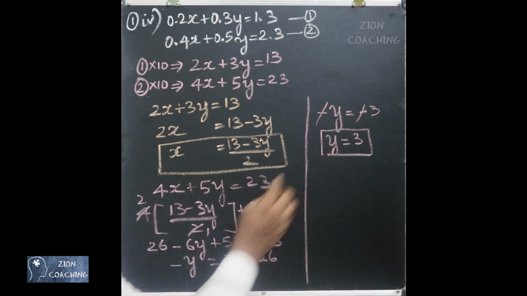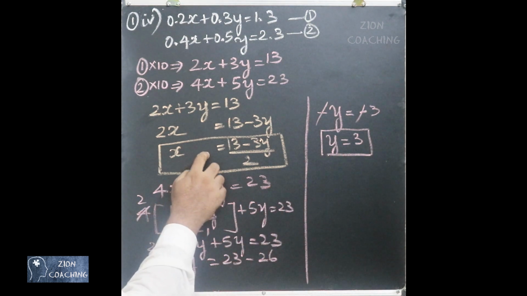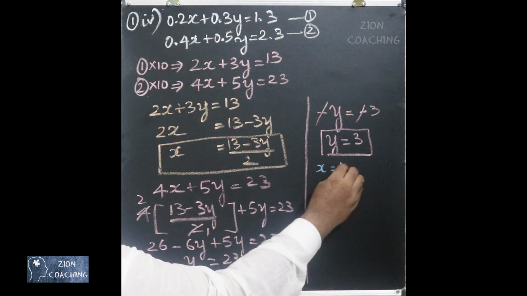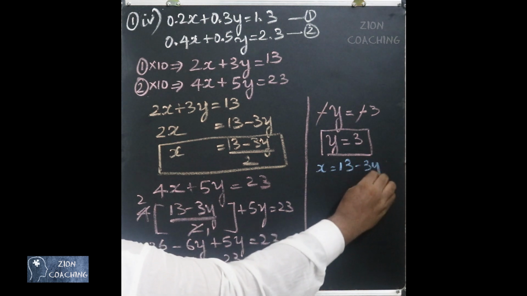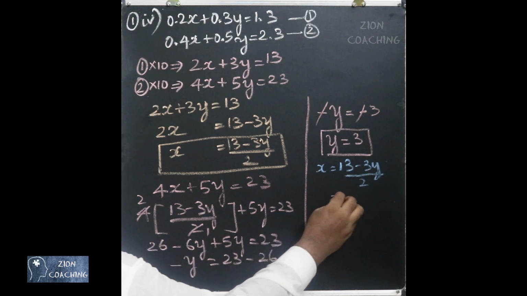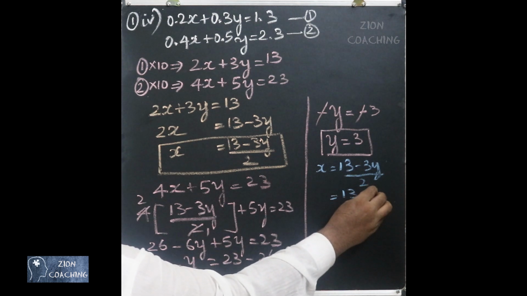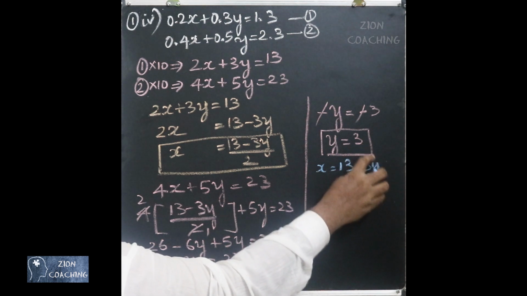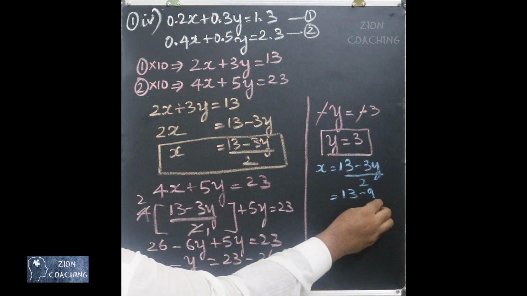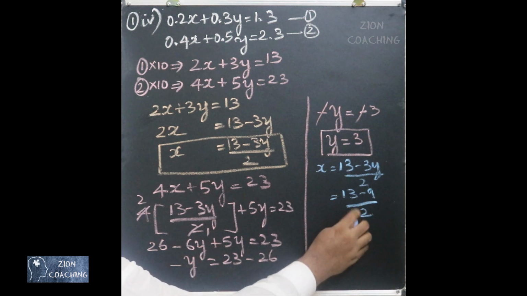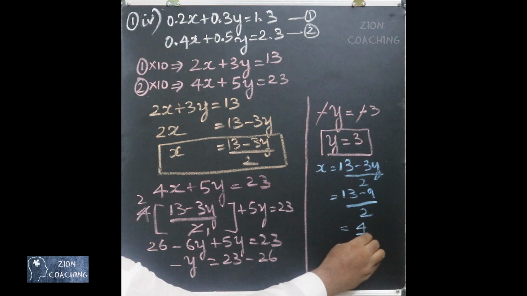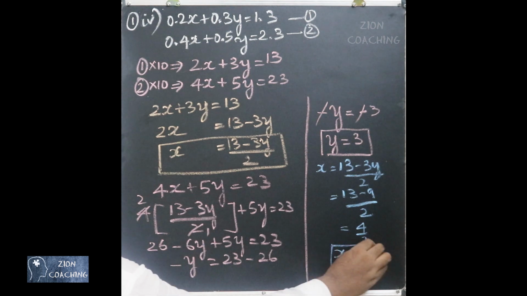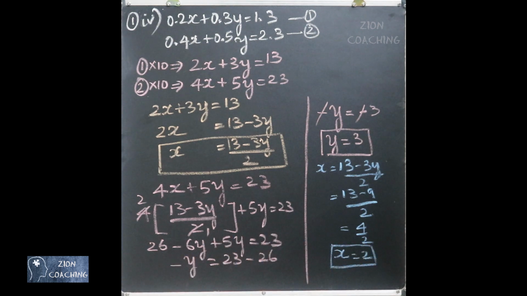Now we have found our y value. We are going to substitute it in this and find the x value. Your x value is (13 minus 3y) by 2. That is 13 minus 3 into 3, which is 9. Because we have y here, instead of y, if you substitute 3, then it is going to be 3 into 3, that is 9, divided by 2. 13 minus 9 is 4, 4 by 2. So your x value is 2. Now we have found both x and y values using the substitution method.